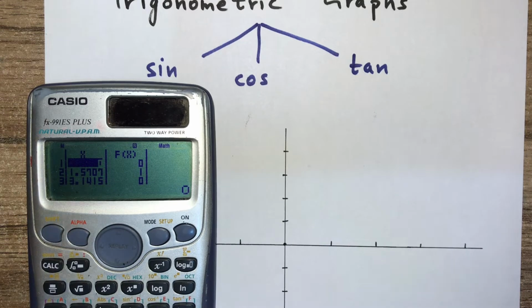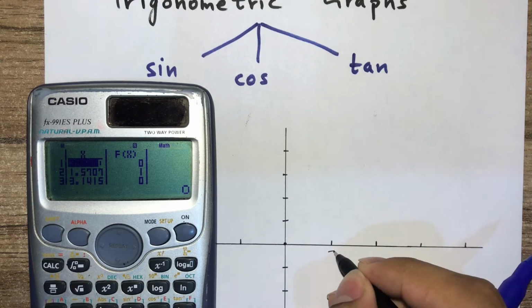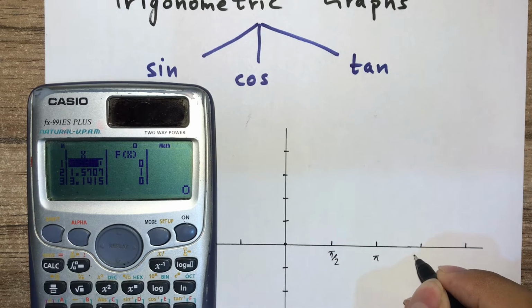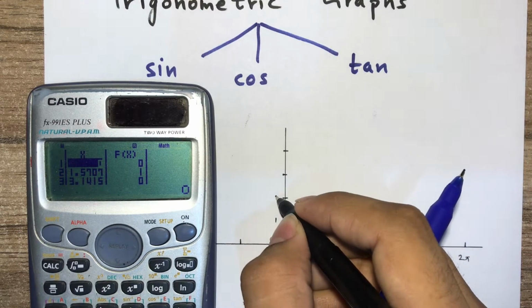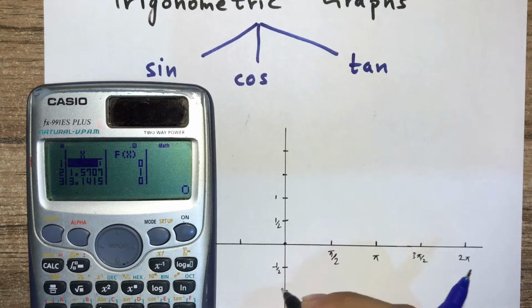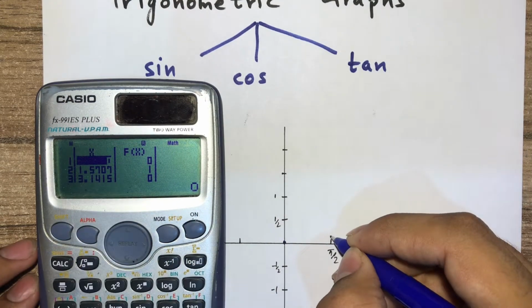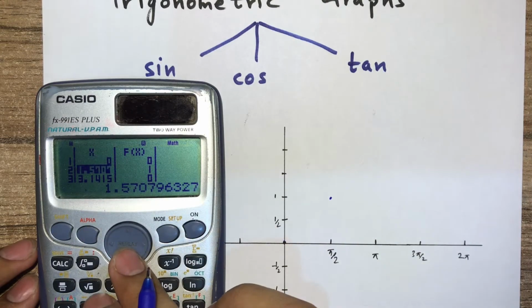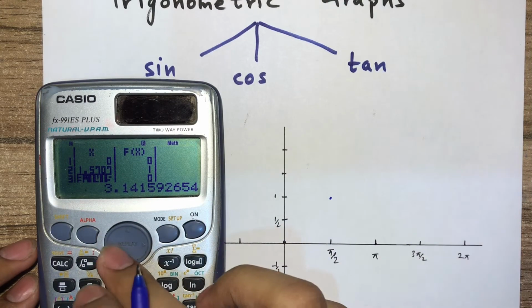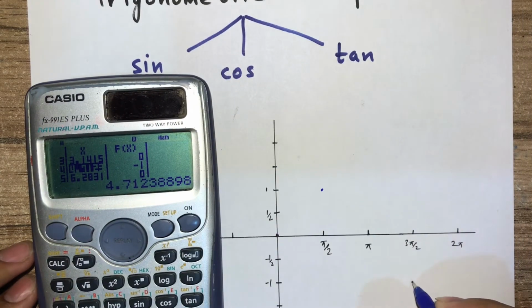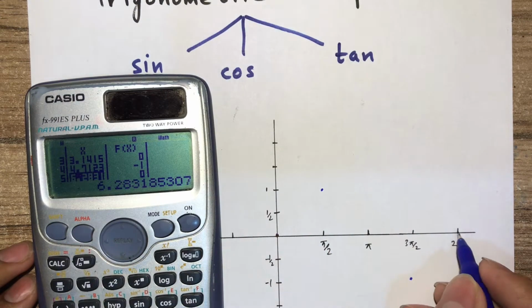I'll label the axis first. This is pi by 2, this is pi, this is 3 pi by 2, and this is 2 pi. Let's say this is 1, and then this is minus 1. So first at 0 we have 0. This is pi by 2. At pi by 2 we have 1. Then at pi we have 0 again. At 3 pi by 2 we have negative 1. So we're here, and then at 2 pi we have 0 again.